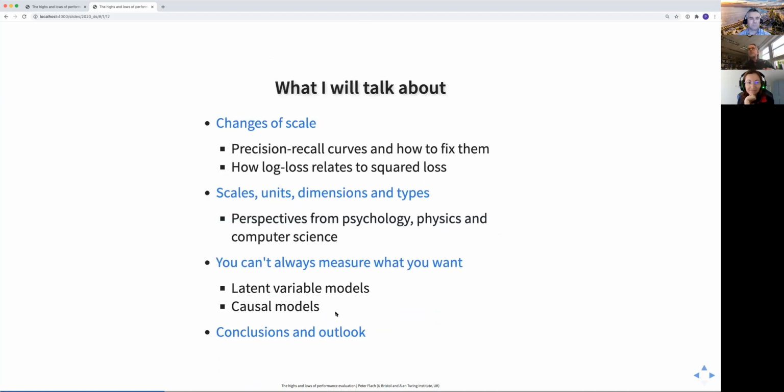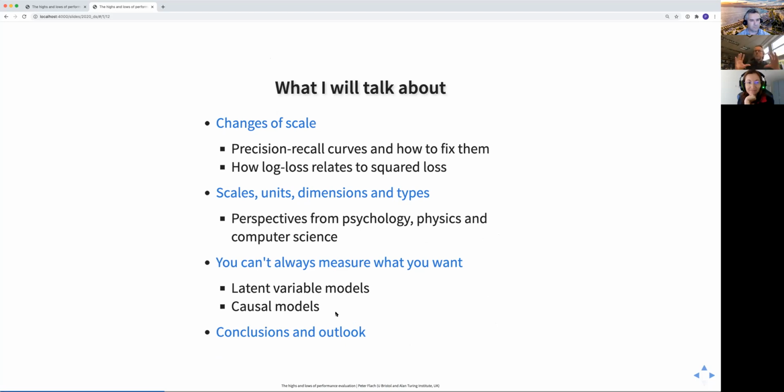Okay, so this is what I'm going to talk about. I will talk about the mathematical notion of a change of scale and how that can be useful in two cases. One of them is precision-recall curves, and the other one is to understand different loss measures in machine learning.